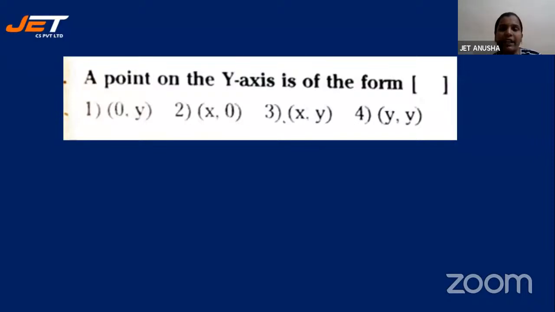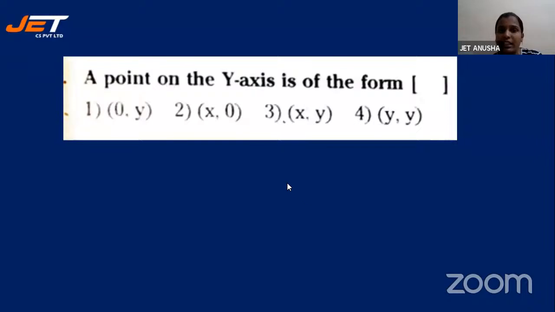A point on the y-axis is of the form: first option, 0 comma y; second option, x comma 0; third option, x comma y; fourth option, y comma y. Let's see who will give me the correct answers. Akhil 1, Monica 3, Gayatri 1, Pavani 3, Shruti 3. Almost everyone is giving me the answer as 3 and a few are giving me the answer as 1.